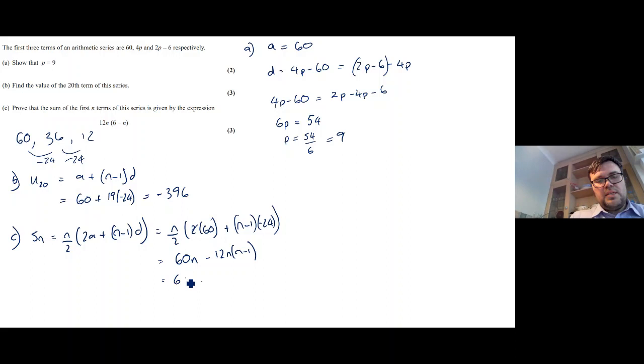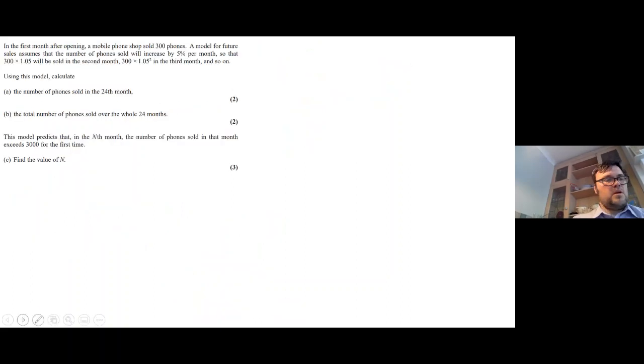So then this is going to be 60n minus 12n squared plus 12n, which is 72n minus 12n squared. 12 is common as well as an n, which will then be 12n times 6 minus n. Again, I'll probably put QED for that. Okay, down to the geometric.